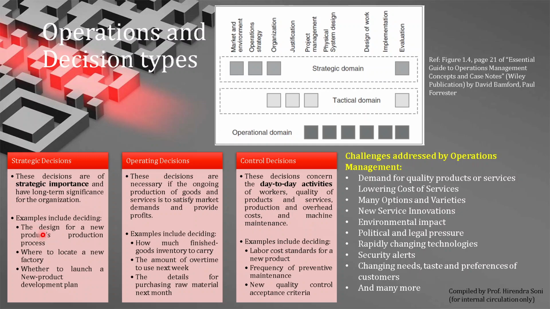Examples that I have indicated here are the design for a new product's production process, where to locate a new factory, whether to launch a new product development plan or not. Challenges which are addressed by operations. Before we do that, this table indicates exactly what areas are covered under strategic domain, tactical, and operational domain. You will find overlaps also, but when we talk about overlaps, internally they are also defined and have a separation there.